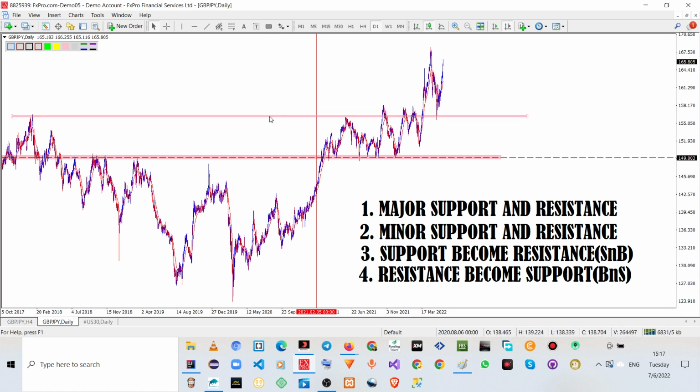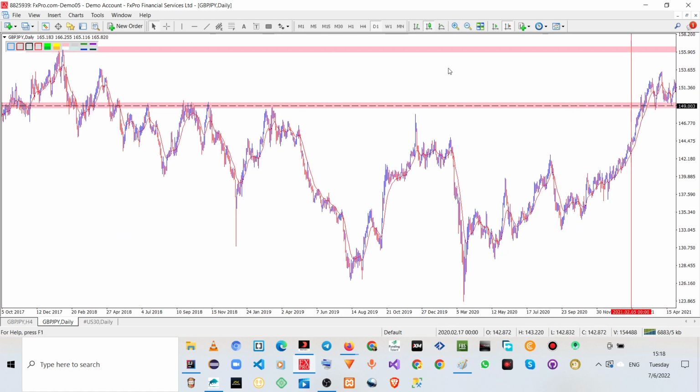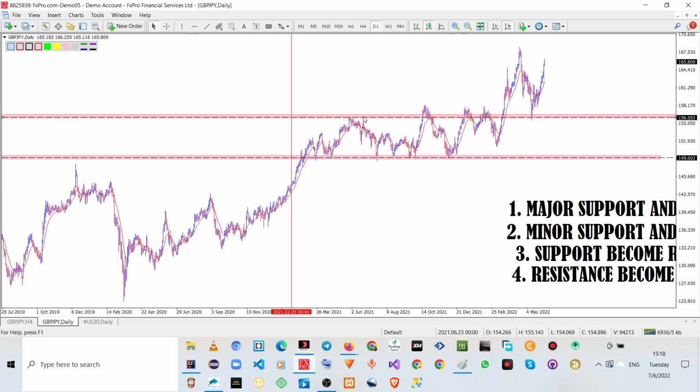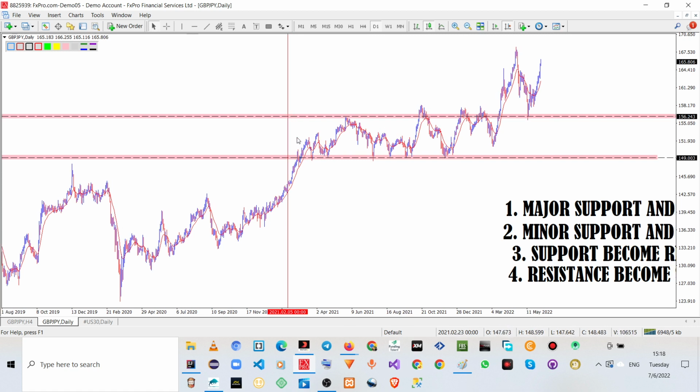This one presents two touches right here, the first one right there. Then if we zoom in, we can see that there's a touch here, then another one, then another one here. So this qualifies this area to be a major support and resistance. The trick is that you don't end here with your major support and resistance.